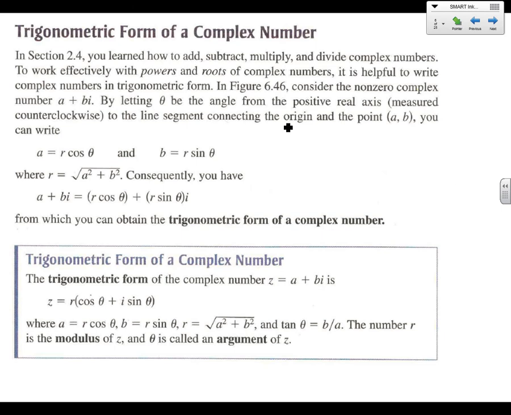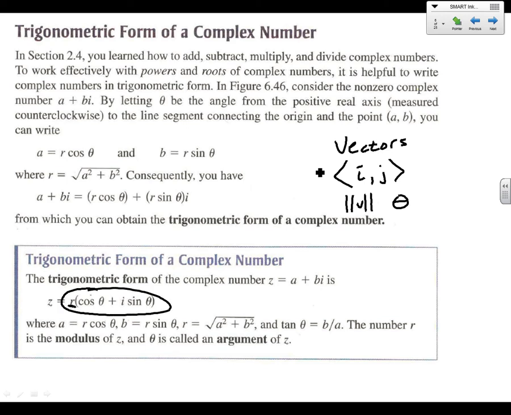Okay, so the trig form of a complex number. All right, so what we've got here is, just like in vector form, think back to vectors. We either have the i, j component form, or we're giving a magnitude and an angle. Same thing goes here for the complex numbers. We're going to say trig form. The trig form is, where are we? Right here, where r is our hypotenuse, r is our distance, r is the magnitude, however you want to think about it, and theta is the angle.